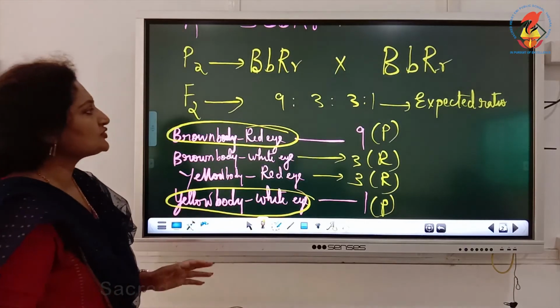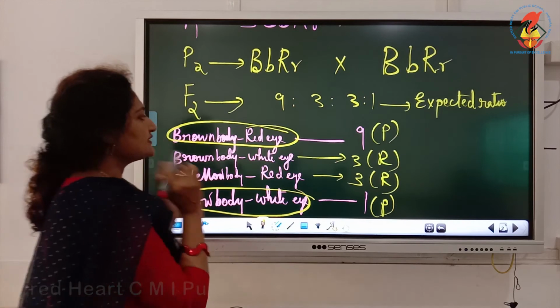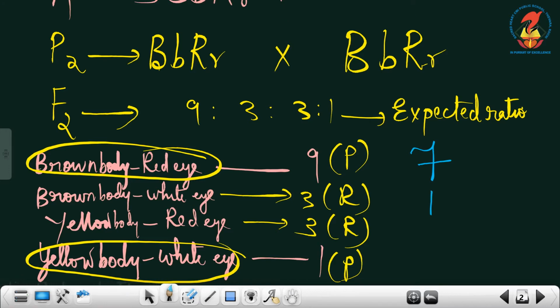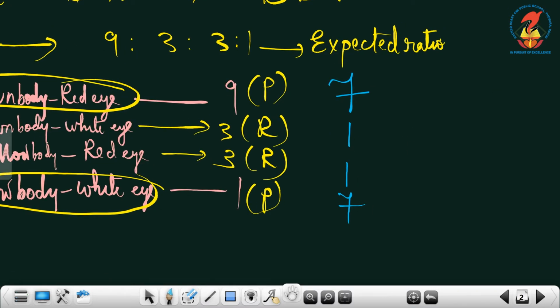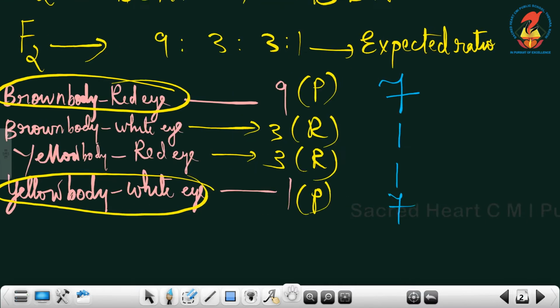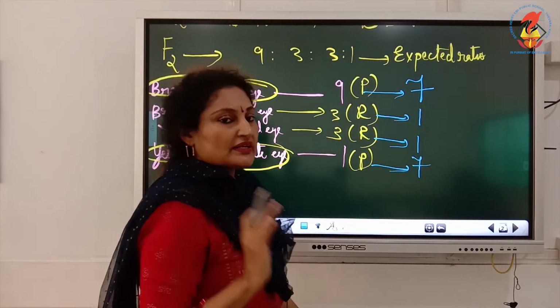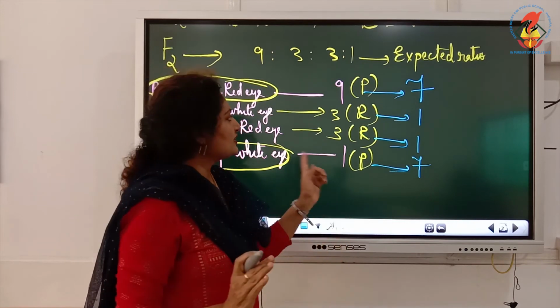So he also expected to get the ratio 9:3:3:1, but he was astonished. He didn't get this ratio. Instead, the observed ratio, I'll indicate in blue color, he got was 7:1:1:7. The ratio he obtained was not 9:3:3:1, it was 7:1:1:7. That means 7 were brown bodied red eyed, 7 were yellow bodied white eyed, and just 2 recombinants. 1 recombinant was brown bodied with white eyes, and another one was yellow bodied with red eyes. So from this he concluded it did not follow the law of independent assortment. If it did not follow the law of independent assortment, we have learned what the law of independent assortment is.